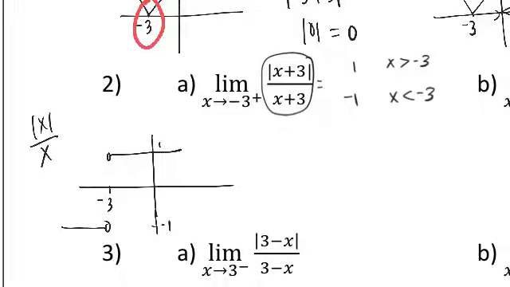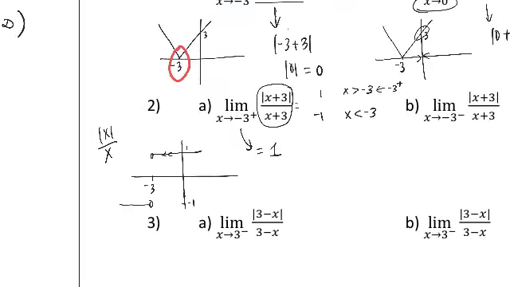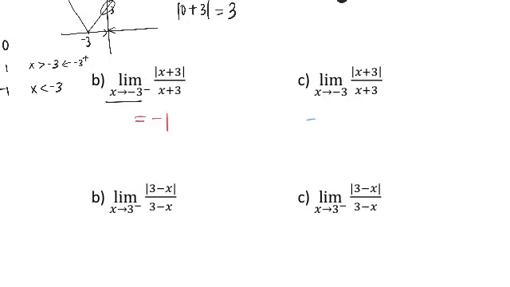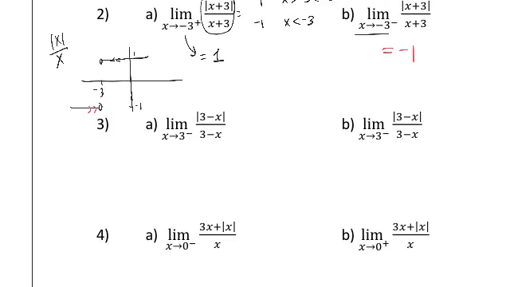And so from that, if you're looking for the limit as x approaches negative 3 from the positive side, then the answer is going to be 1, which you can see from the graph as well. X approaching negative 3 from the left is going to be equal to negative 1, and overall we're going to have a DNE. So we can think about it that way.